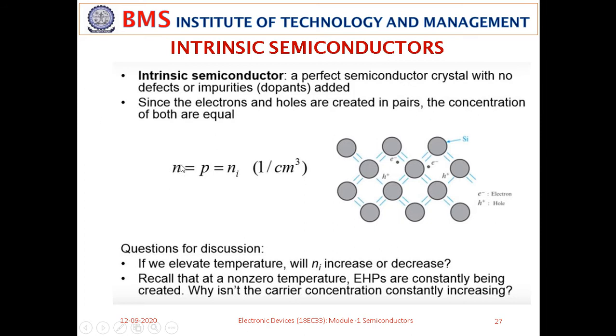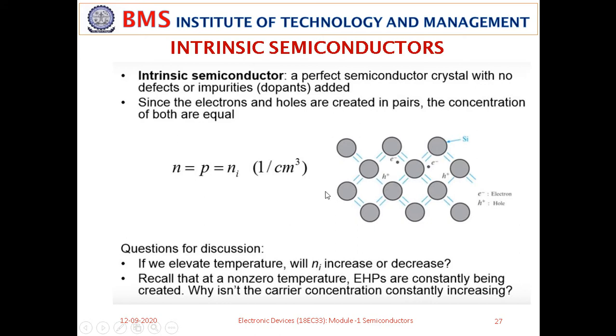Let us say small n indicates electron concentration and small p represents hole concentration. That will be equivalent to a constant value ni. ni stands for intrinsic concentration. Its unit is per centimeter cube, or 1 by centimeter cube.